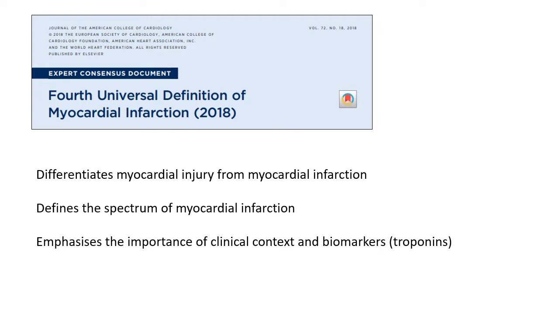So this is published in the Journal of the American College of Cardiology, or JACC, in 2018, and it differentiates myocardial injury from infarction, defines the spectrum of myocardial infarction, and emphasizes the importance of clinical context and biomarkers, particularly troponins. So we're going to focus initially on differentiating injury from infarction.